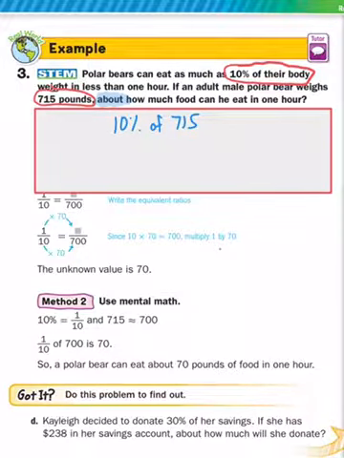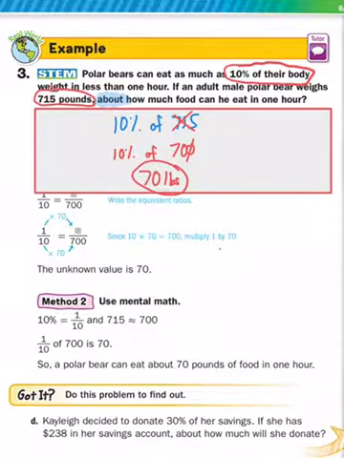So here's what I would do. First off, I am not going to change that 10% to anything, because remember, to find 10%, you just divide by 10. And I am going to change 715 to 700, because that's easy to divide by 10 with. And if I do that, 10% of 700 is 70 pounds. So in less than an hour, that polar bear could eat about 70 pounds of food.